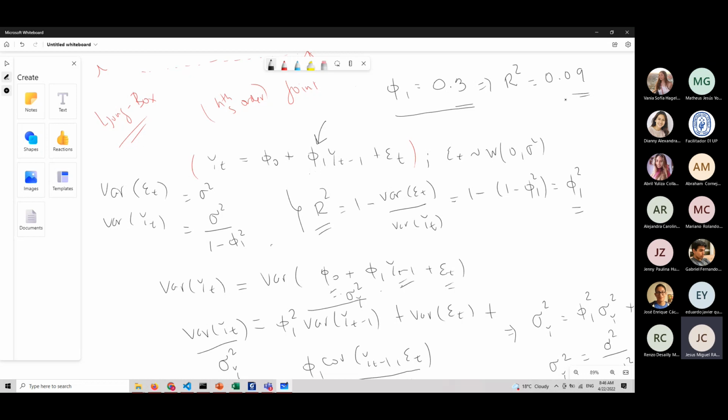Now, in the context of econometrics one, what would you say? Okay, this is an R square of 9%. Is it a good model according to that course? It won't be a good model, right? You will reject the model. You will throw that model to the trash can.